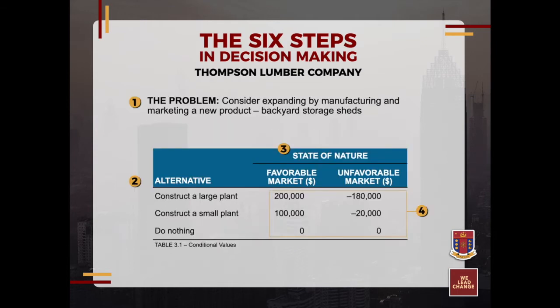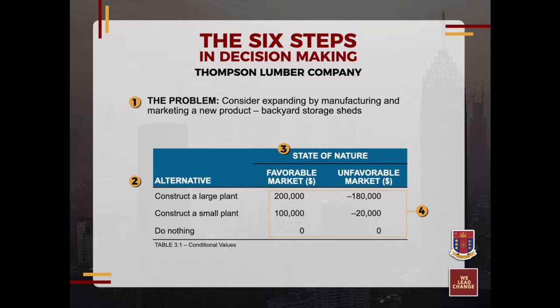Just to illustrate it better for you, again, the problem is to consider expanding by manufacturing and marketing a new product, which are backyard storage sheds. The second step is to list down all of the alternatives which we see here on the left side of the table. Third step, list down the states of nature. So for the states of nature, these are the columns on the right side of the table. And for this one, we have favorable market and unfavorable market.